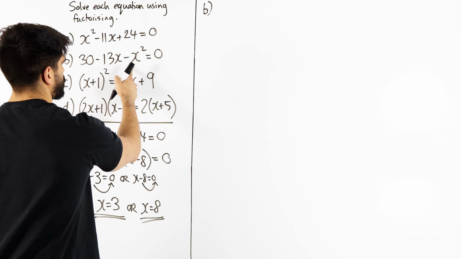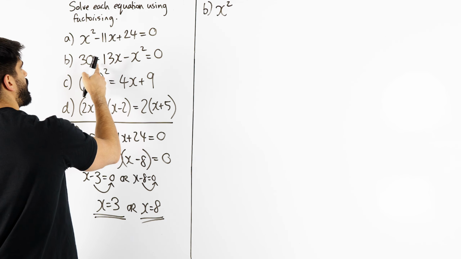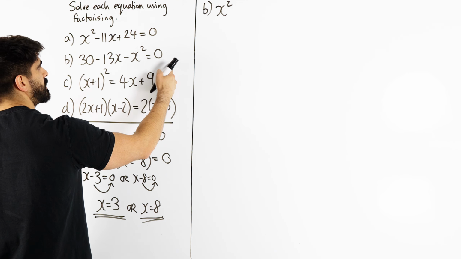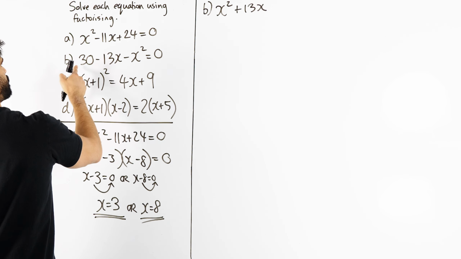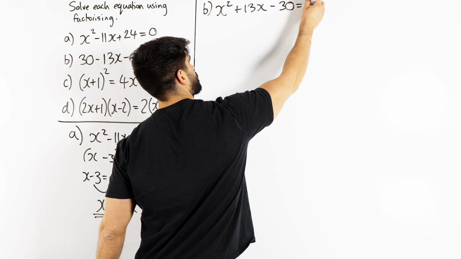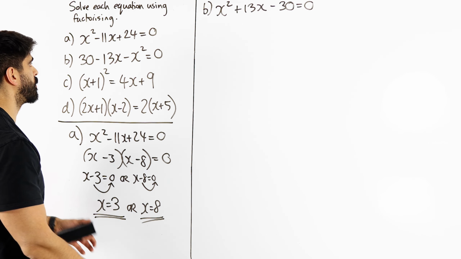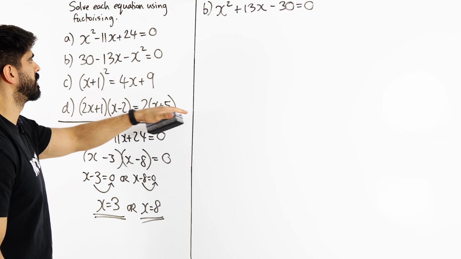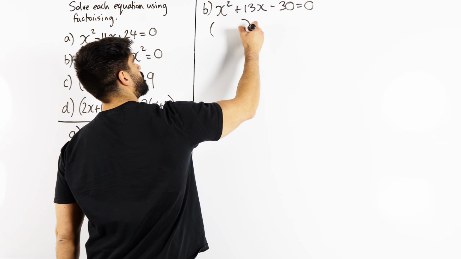So a minus x squared on the left is a positive x squared on the right. A minus 13x on the other side becomes a plus 13x. And a positive 30 on the other side is minus 30. And all I've done is I've just written it the other way around. Another way you could have done is just multiply through by minus 1. And then, same thing. Now we go about factorizing.